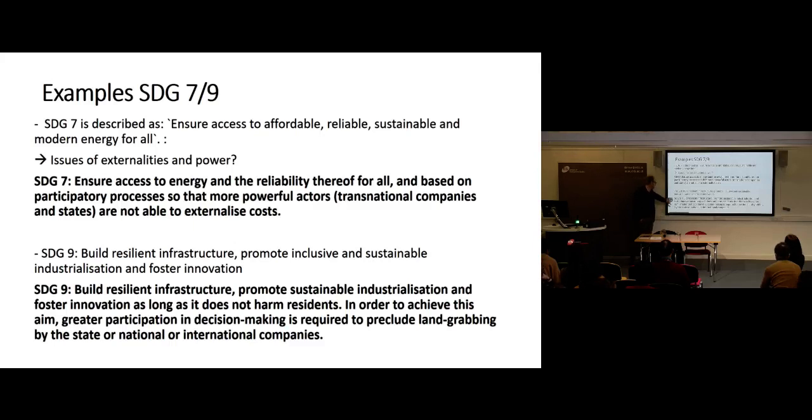So we reformulated it: build resilient infrastructure, promote sustainable industrialization, and foster innovation as long as it does not harm local residents. In order to achieve this aim, greater participation in decision-making is required to preclude land grabbing by the state or by national or international companies. So that's the way we tried to reformulate it.